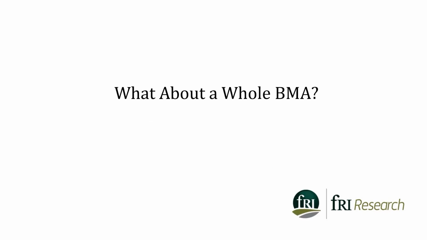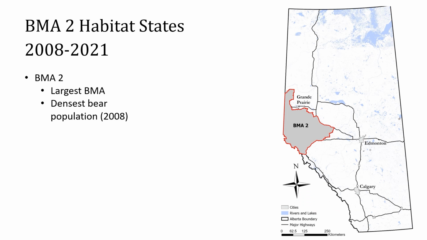So we've looked at a small study area and we've seen what the impacts are over time for our habitat states. But now let's take a look at what a whole BMA is doing. For this exercise, we're going to look at BMA2 habitat states. And we're going to look at it from 2008, which was when our most recent population survey was done, to our most recent data in 2021. We chose BMA2 because it is our largest BMA and has our densest bear population as shown in the population estimate in 2008.